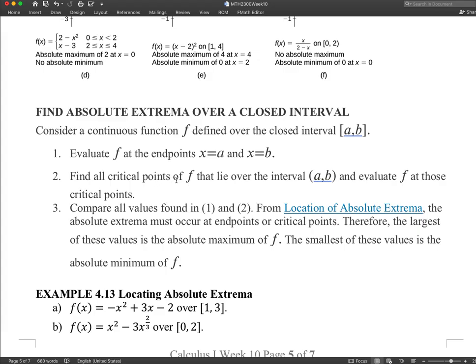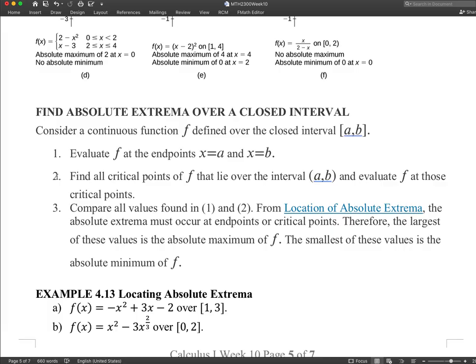Remember, the critical points are the points where the derivatives are zero or not defined. These are the possible candidates really for local maximums and local minimums, right? And then you have at least 2 values from step 1, and you should have some values from step 2, or maybe if you don't have critical points, then you don't have any value from step 2. But anyway, usually you will have 1 or 2 or even more.